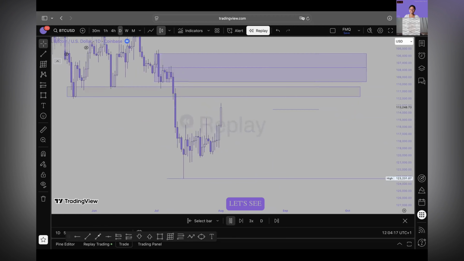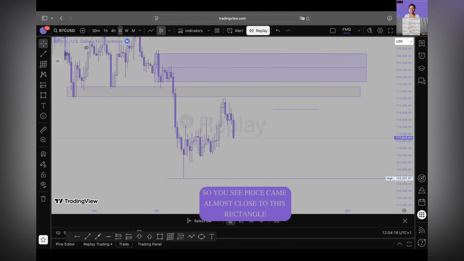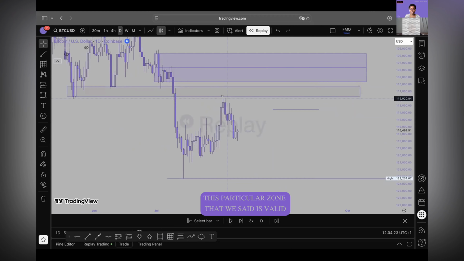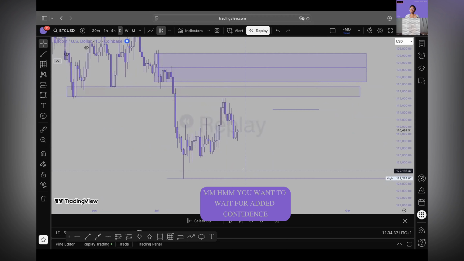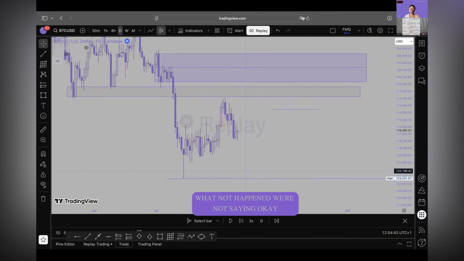So we said, okay, let's see. You see, price came almost close to this rectangle, this particular zone that we said is valid because it has multiple touches. Now, what did it do? It started to sell. But because I said to you that when price comes to your area of interest, you don't just say, because price has cut into my area of interest, let me enter a buy or a sell. You want to wait for added confluence to be sure that this thing is ready to go in the direction that you speculated.